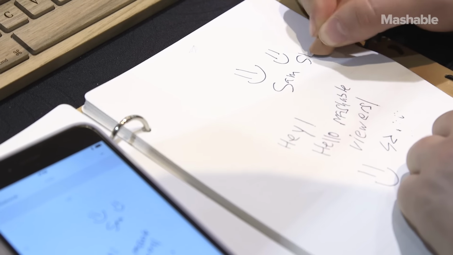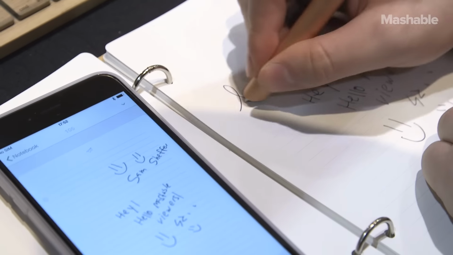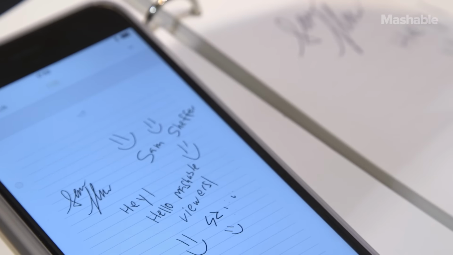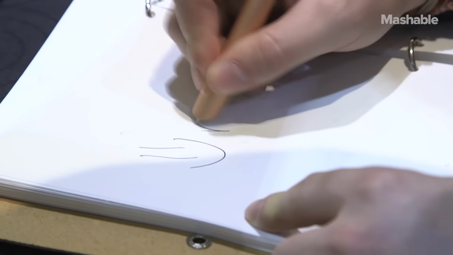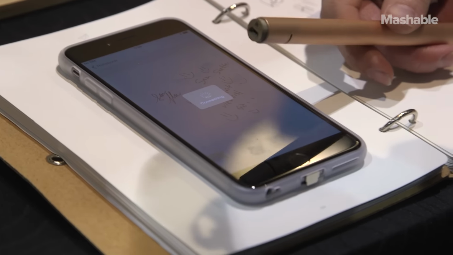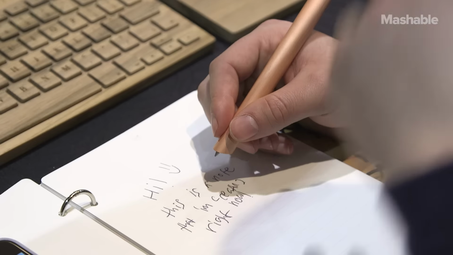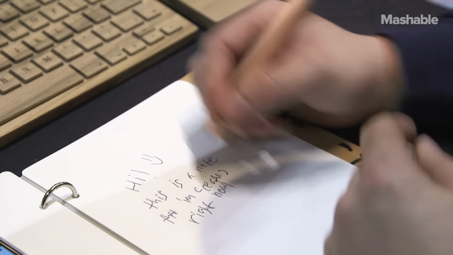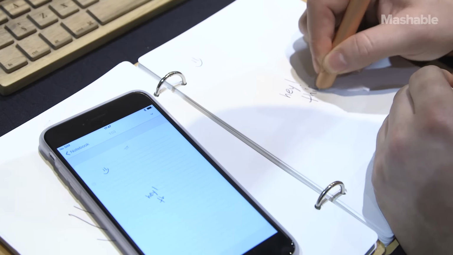So the paper is lined with micro patterns and the pen detects your movements. It uses all of its sensors to triangulate how you're writing and it is super duper accurate. It is really impressive. The only downside is that you have to be writing in this notebook, but what's cool is if you don't have it transcribing live, you can just take a whole bunch of notes and then dump them at the end of the day.